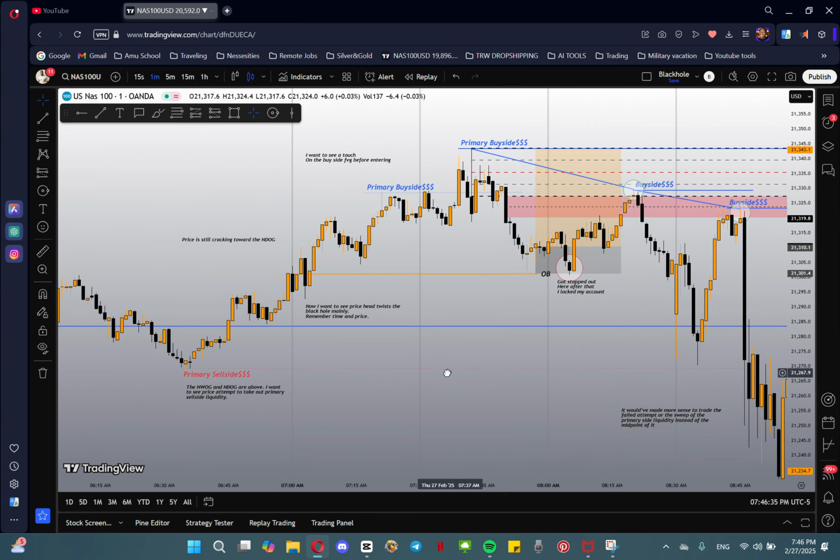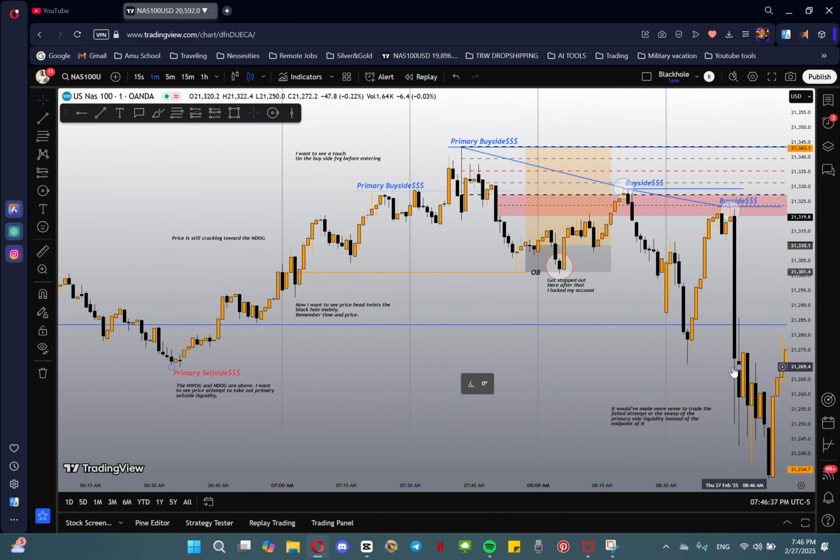I didn't get that until 8:46, almost 9 o'clock, when I wrote that in around 7 o'clock really, or 7:30. So after seeing more progress, now I want to see price head towards the black hole mainly.